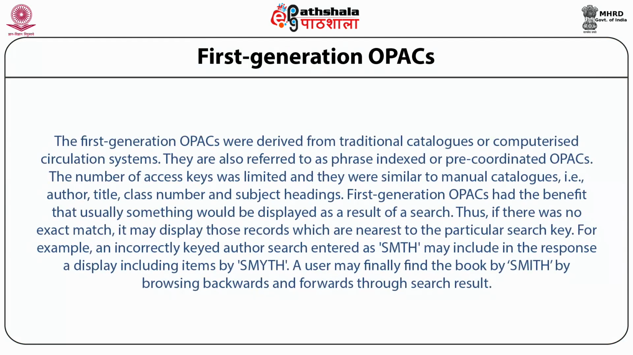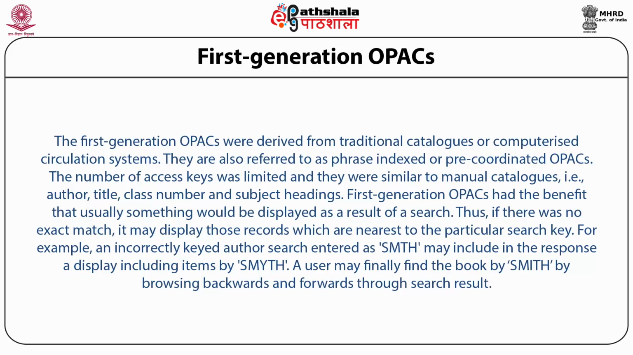The first generation OPACs were derived from traditional catalogs or computerized circulation systems. They are also referred to as phrase indexed or pre-coordinated OPACs. The number of access keys was limited and they were similar to the manual catalogs, that is author, title, class number and subject headings.